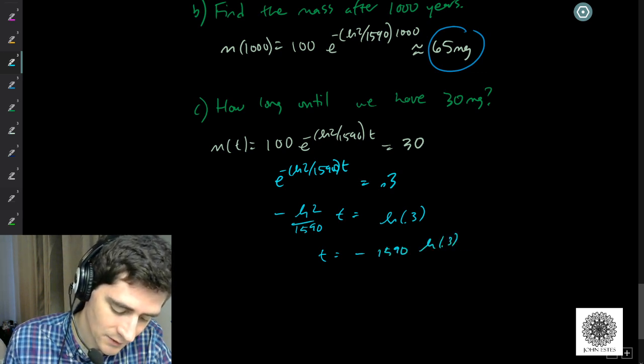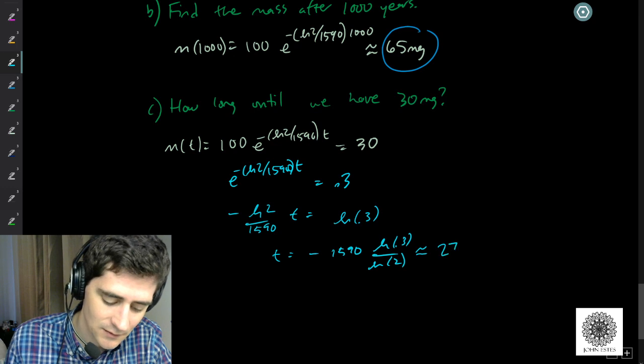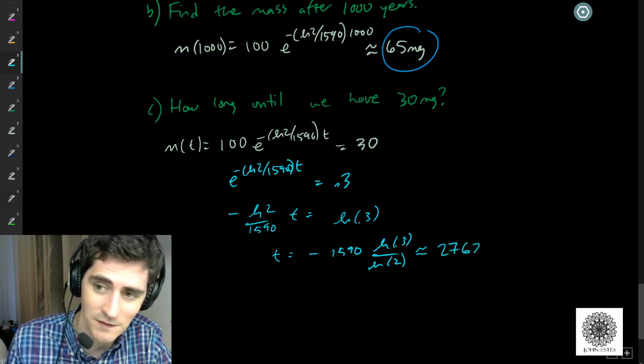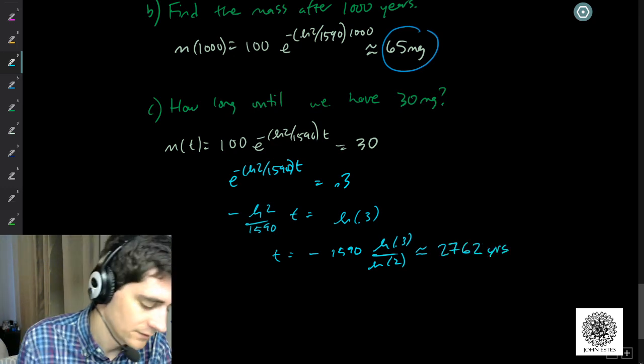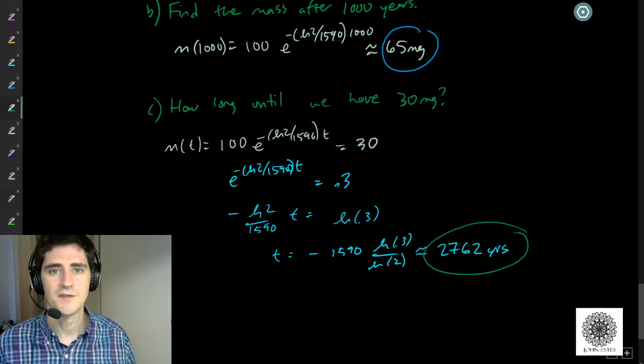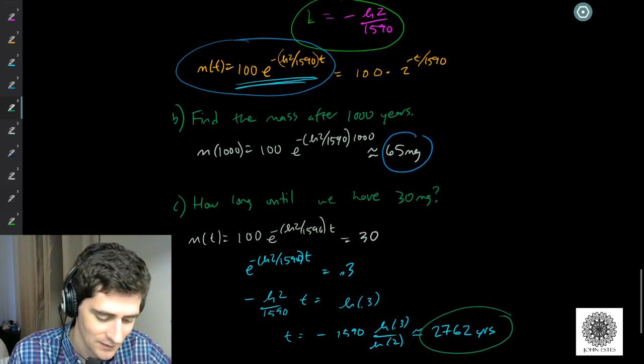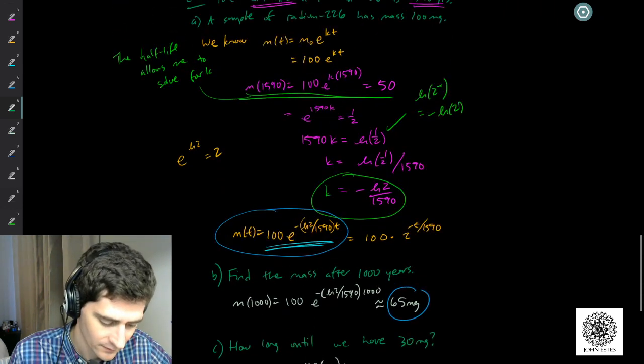ln 0.3 over ln 2. And that, as a calculation, we get basically 2,762 years. So that's something we're going to let the intern take care of, right? We don't want to sit there that long. Okay, I hope this makes sense. Again, let me go over it real quick.